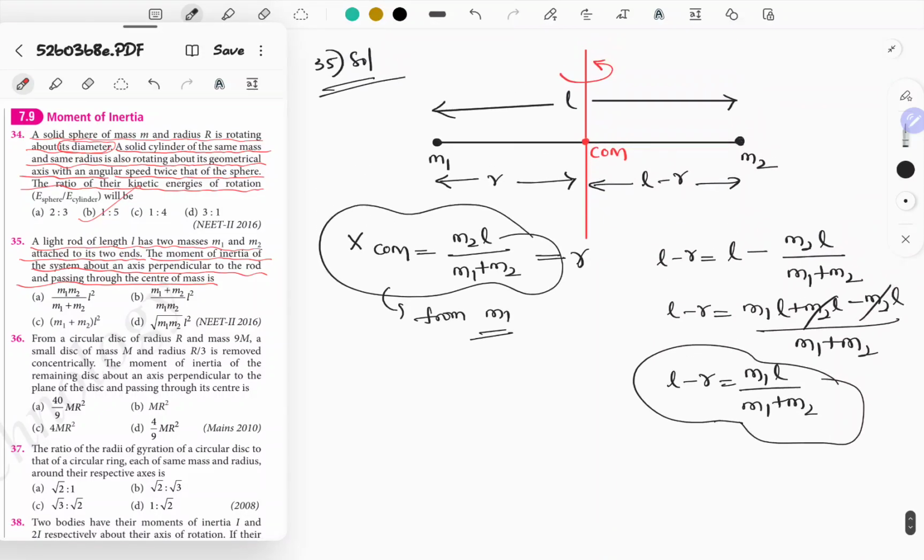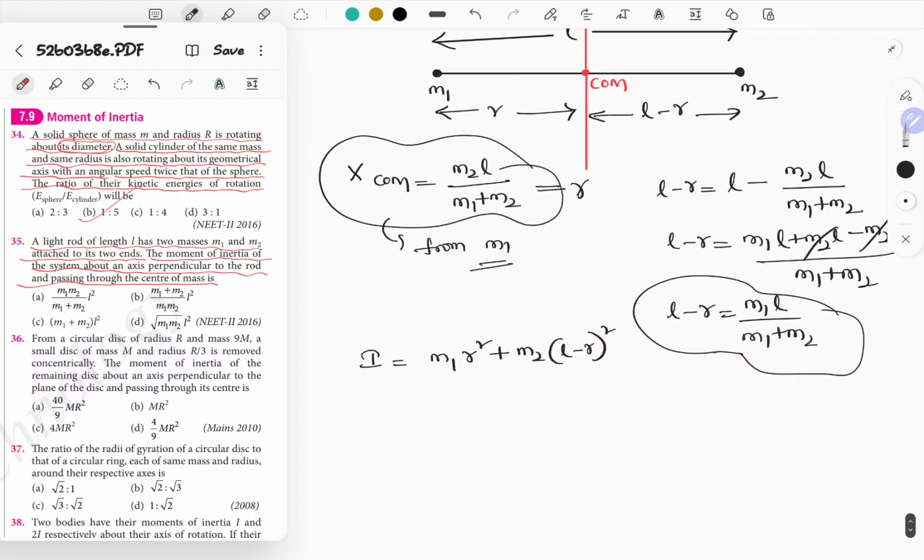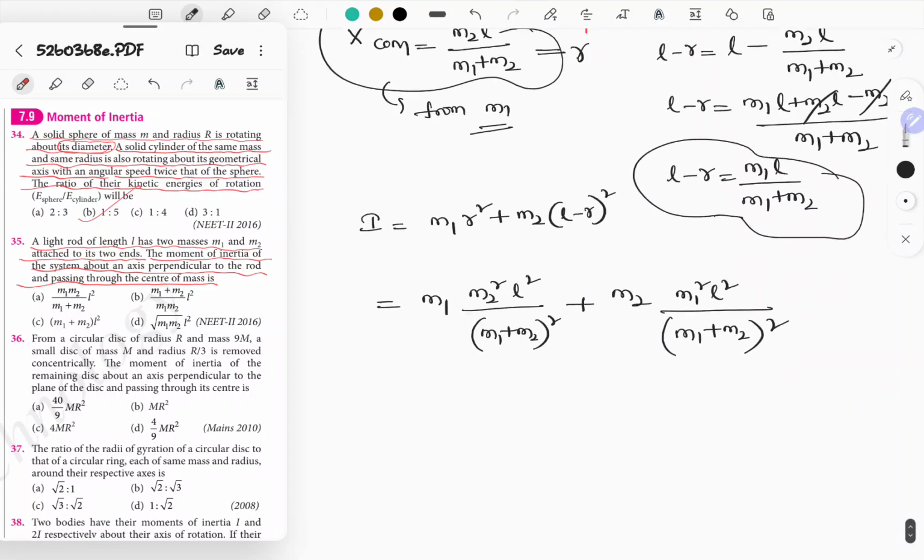Now I need the moment of inertia about this center of mass, that is I equals M1 R square plus M2 into (L minus R) whole square. Mass M into R square is the formula, right? Let me represent that. M1 R square is nothing but M1 M2 square L square divided by (M1 plus M2) whole square, plus M2 into (L minus R) square, which is M2 M1 square L square divided by (M1 plus M2) whole square. So this is the way to represent it.